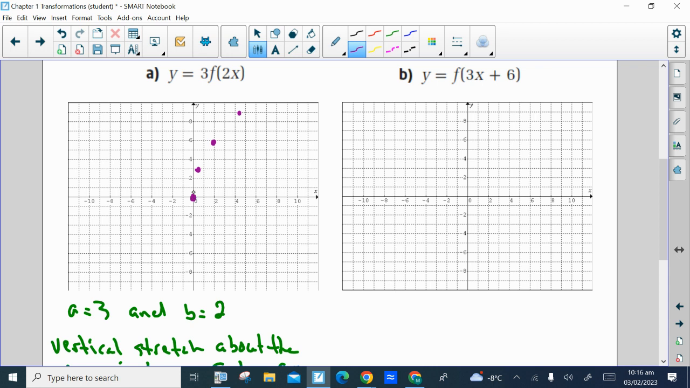The original graph had a definite starting point and ending point, so our new one will as well. No arrows on the ends. There's our new graph. And our mapping notation: we multiplied all the x values by a half, we multiplied all the y values by 3. So there's our mapping notation.